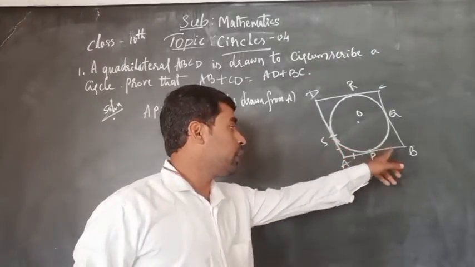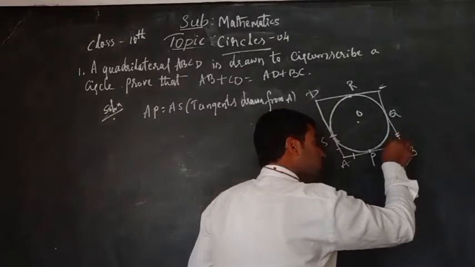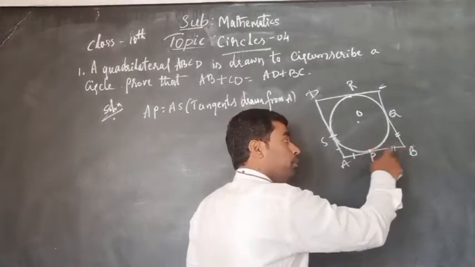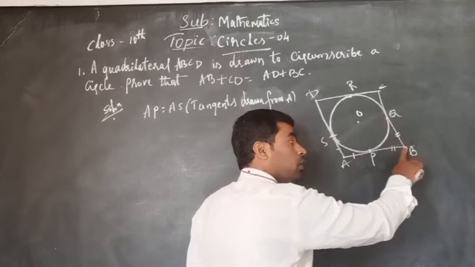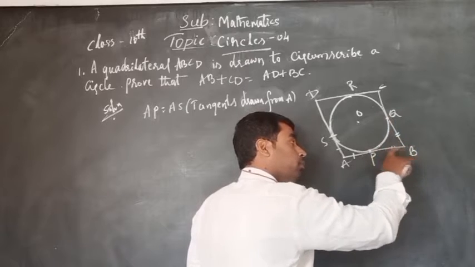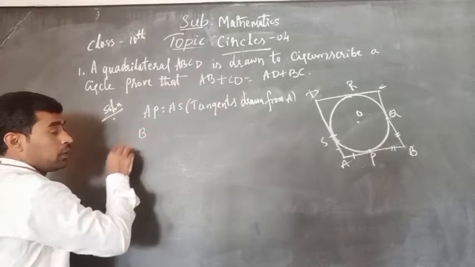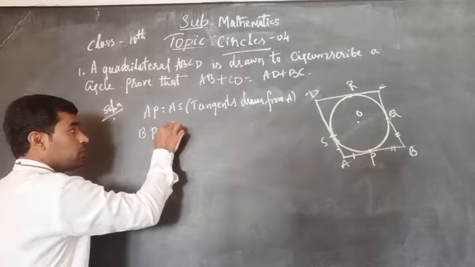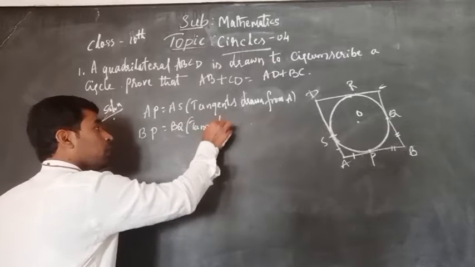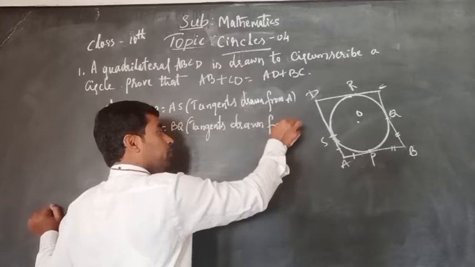Again, the length of BP is equal to BQ. This is the tangent drawn from the external point B. Therefore, BP and BQ are the two tangents, because a tangent touches the circle at one point. From this external point, BP is equal to BQ. Reason: tangents drawn from B.